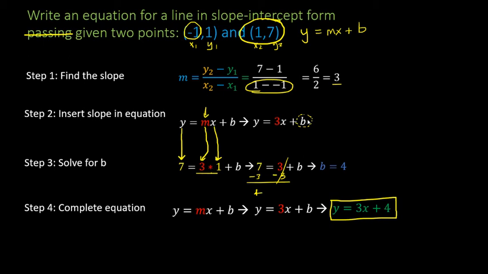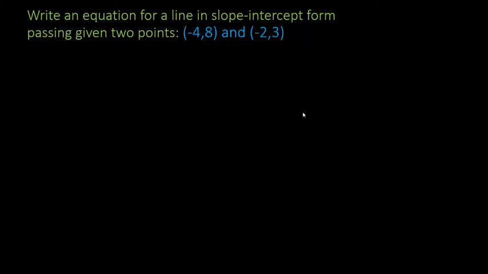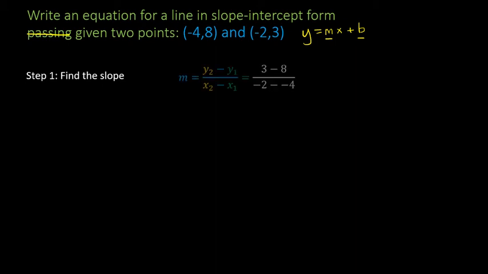Let's finish up with one last example of this. So once again, we're going to write an equation for a line in slope-intercept form given these 2 points, negative 4, 8 and negative 2, 3. So remember, the goal is to put the equation of that line in slope-intercept form. In order to do that, we need slope and we need intercept. What's our slope? Let's start there.